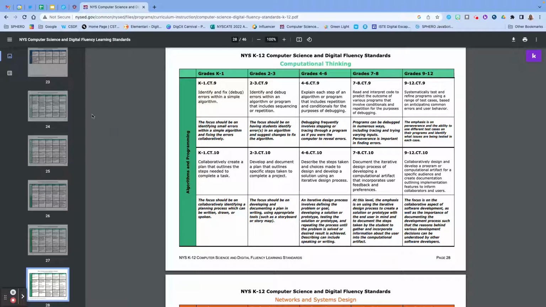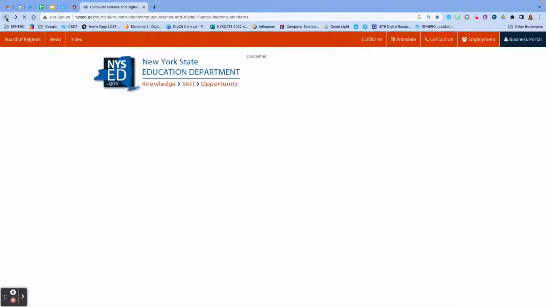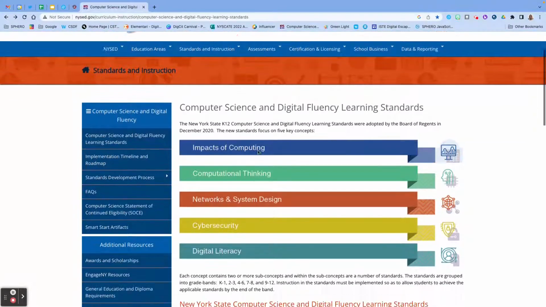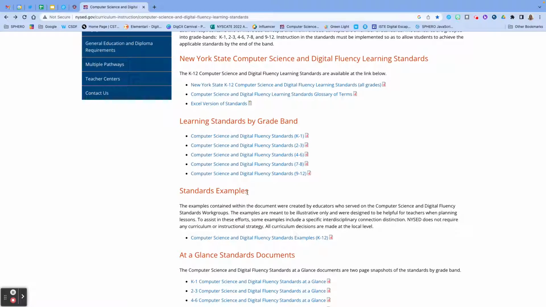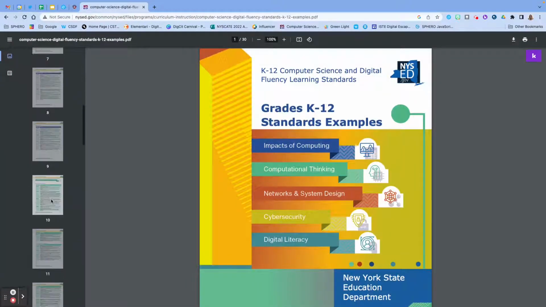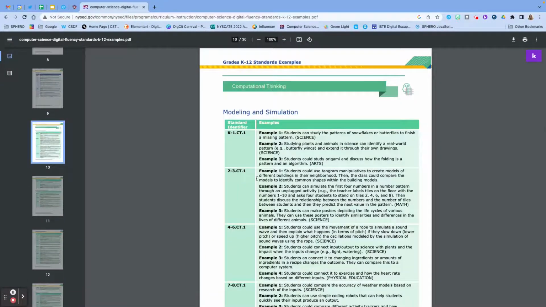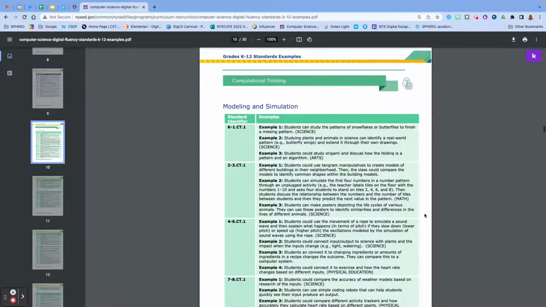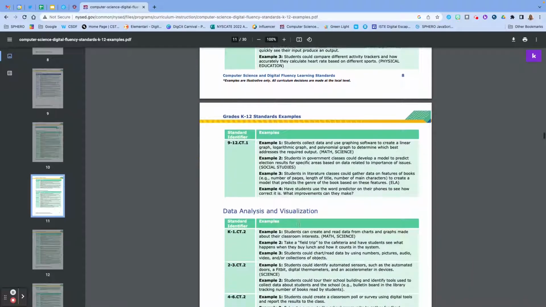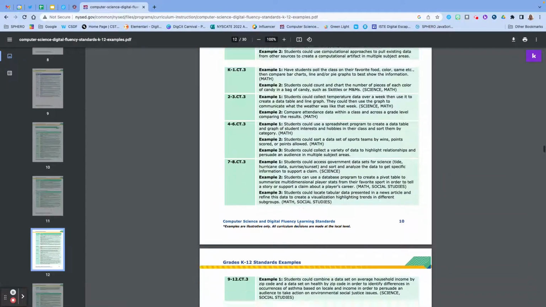Now we're going to go back to the main web page, and we're going to scroll down till we get to the standards examples. We're going to dive into this more when we get into seeing it in action, but I wanted to bring your attention to the fact that it's here. If you scroll down to page 10, you're going to start the computational thinking standards for area. So you're going to be able to see that there are different examples for each of the standards. You're going to see that there's at least one for each of the areas that we have for computational thinking.